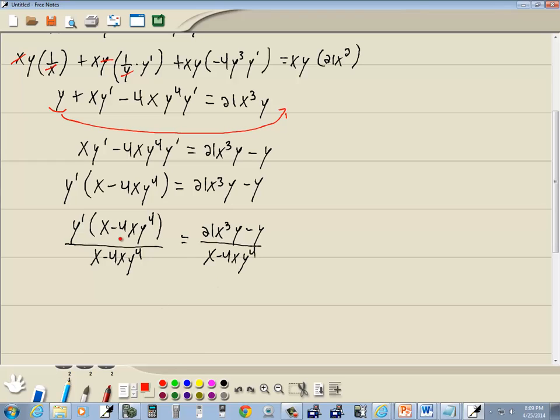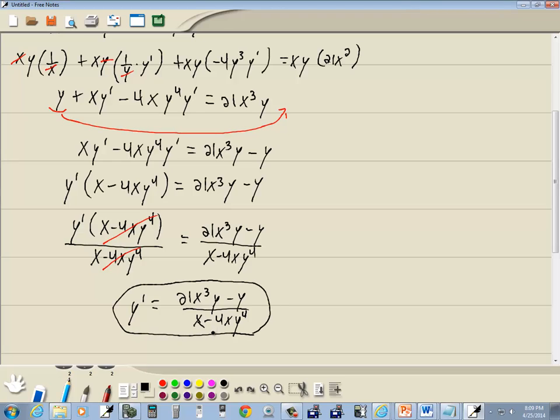I notice on the left side, this cancels with this. And we get y prime is equal to 21x to the third y minus y over x minus 4x y to the fourth. I could factor a y out of the top part, but it wouldn't benefit me much. Now I could factor an x out of the bottom part, but again, it wouldn't benefit me very much. So that's my answer.